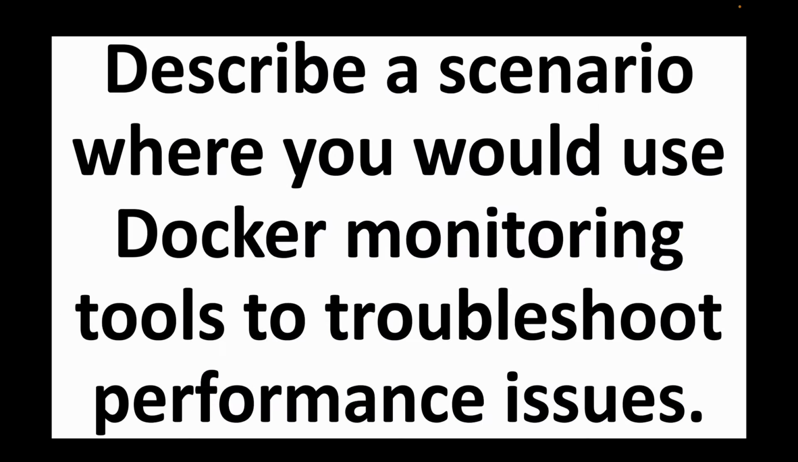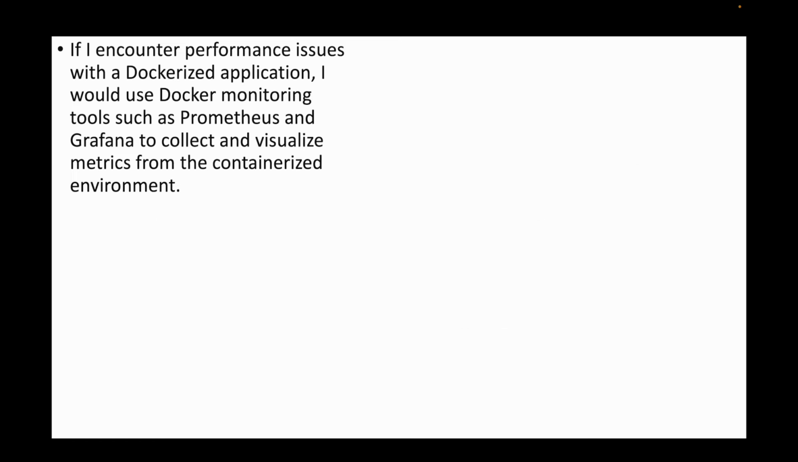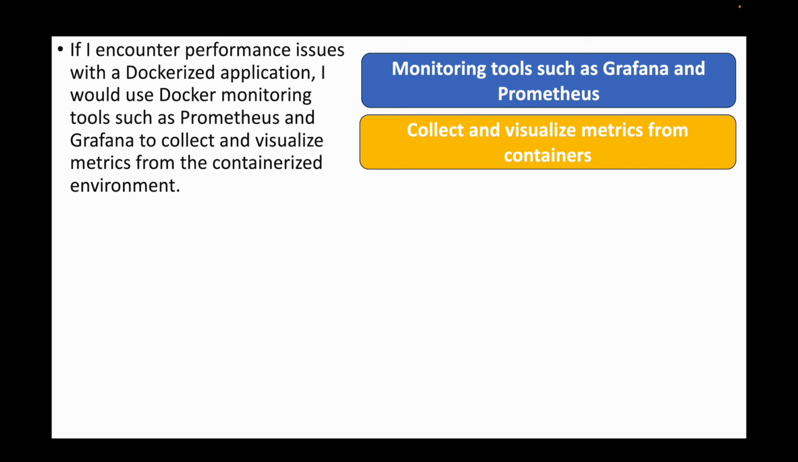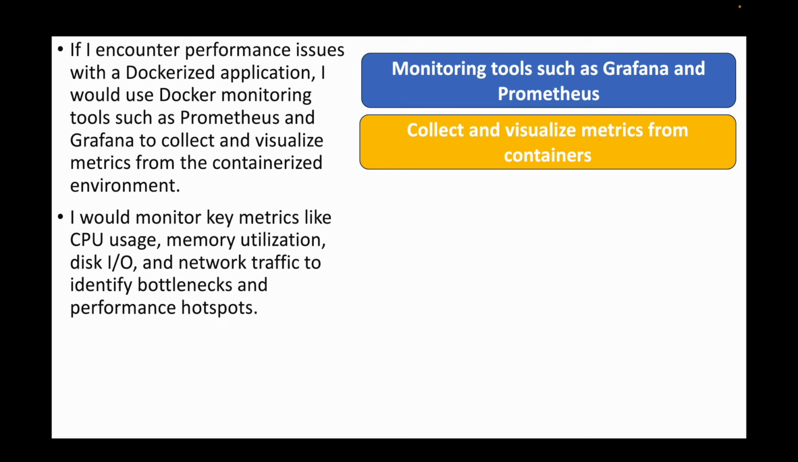Next question we have is, describe a scenario where you would use Docker monitoring tools to troubleshoot performance issues. So, if there are any performance issues that you encounter with your containerized application, then we can definitely make use of monitoring tools. We have tools like Grafana and Prometheus that can be used to collect your metrics and then visualize these metrics from your container. So, you'll be running your containers, and any metrics, any logs that are generated from the containers, we can visualize by making use of Grafana and Prometheus.